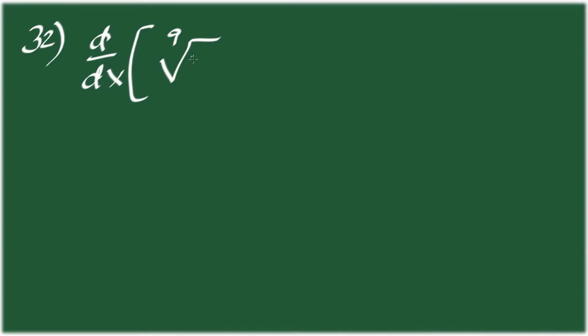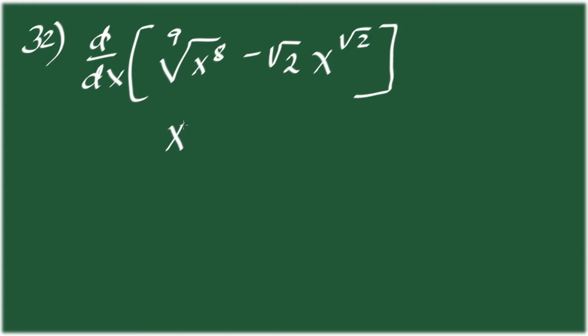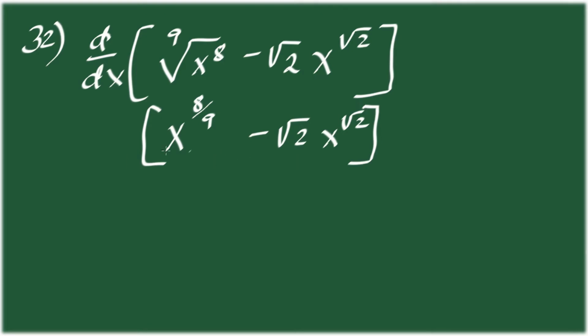What about if you had problem 32, let's say, go ahead and get the derivative of the ninth root of x to the 8th minus square root of 2, x raised to square root of 2. Here we can express this first term as a rational exponent, x raised to 8 over 9, minus square root of 2, x to the square root of 2. All right, so this is our new expression.